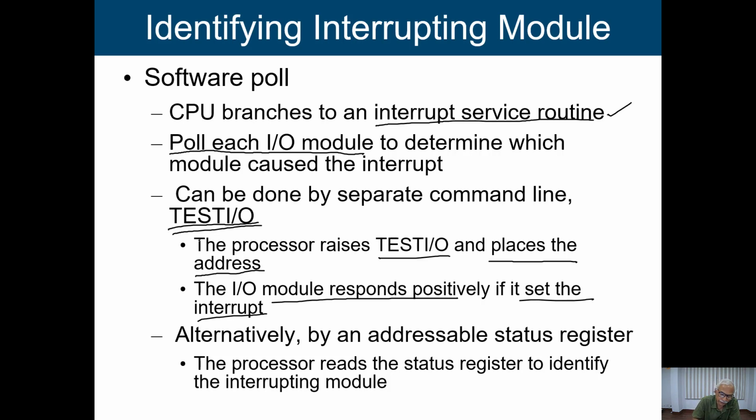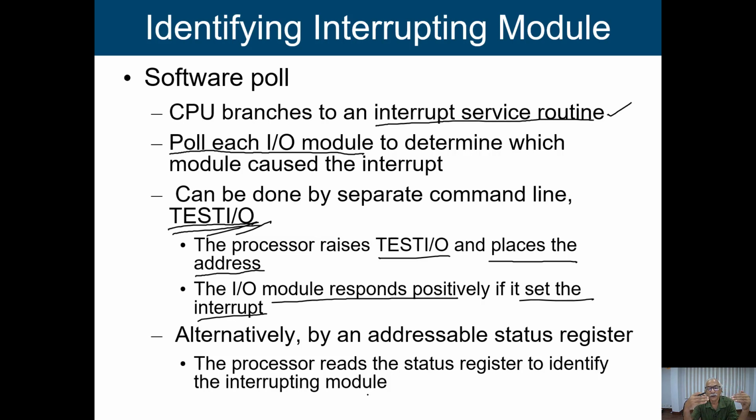For that, we can use the signal called test IO and accordingly give these addresses. But alternatively, we can do it by an addressable status register. In the IO module, we have a status register, and the processor reads the status register to identify the interrupting module.